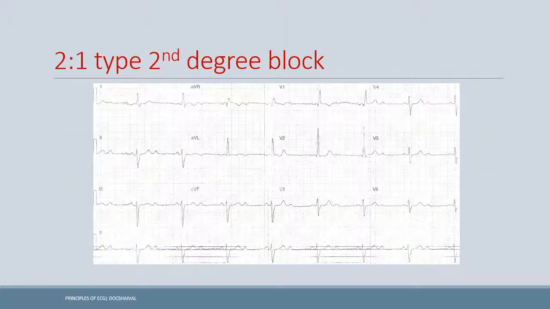Now the 2:1 type of the second degree block. Can you see that we have this P wave and this QRS complex, but now we have a dropped beat over here, not followed. Then again we have P wave, then QRS complex, then we again have a dropped beat. Then again we have P wave, QRS complex, and then not followed. So we have a 2:1 ratio, two conduction and one dropped. Every alternate P wave is not followed by QRS complex.